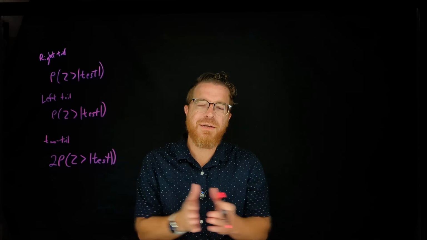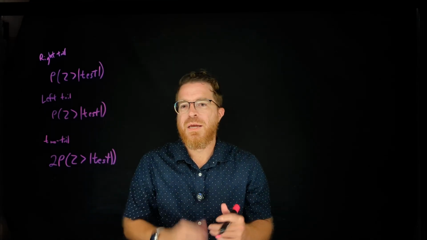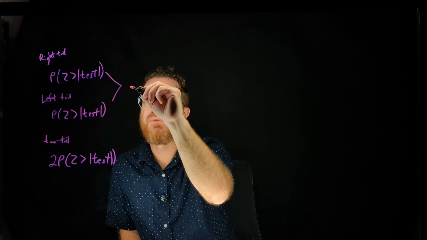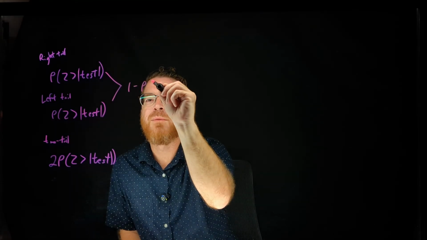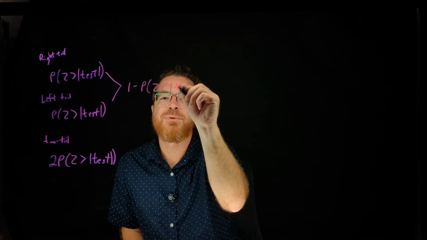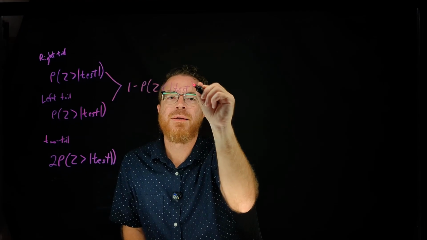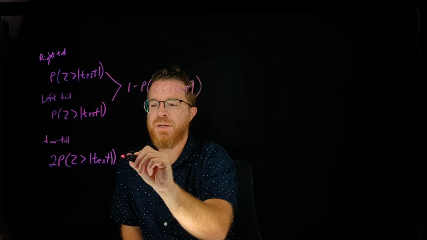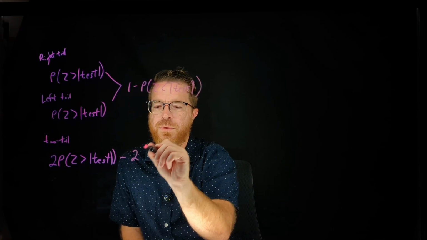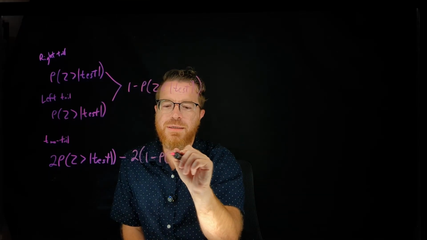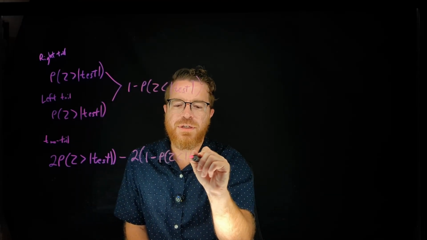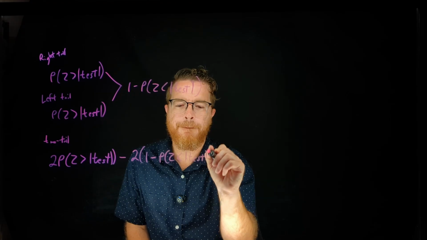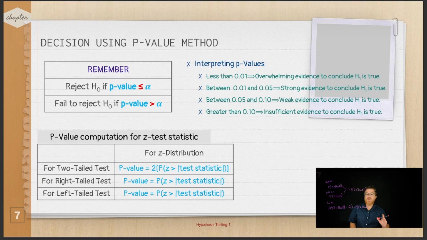And then again, if we wanted it in the form that we use based on our table, then this would just be 1 minus the probability z is less than the absolute value of our test statistic. And this would end up being 2 times 1 minus the probability z is less than our test statistic. And that's it. That's all you have to remember in order to do these p-value calculations for standard normal z.